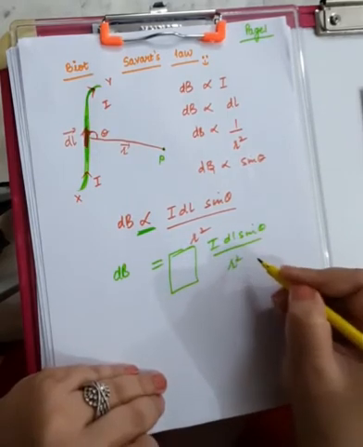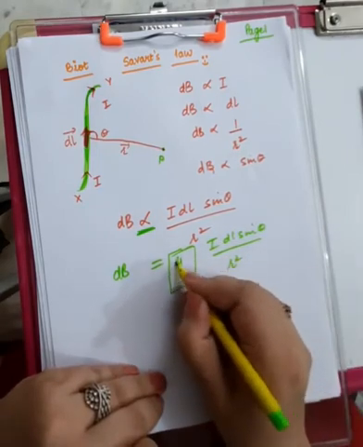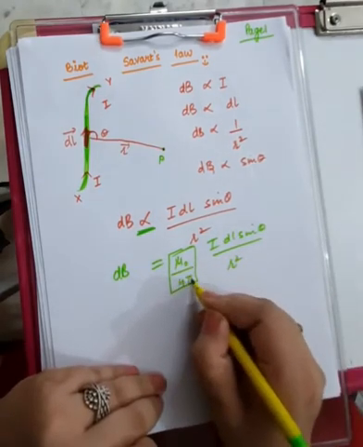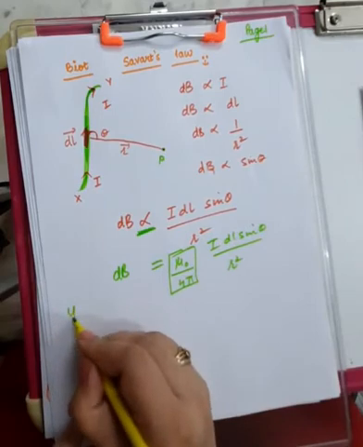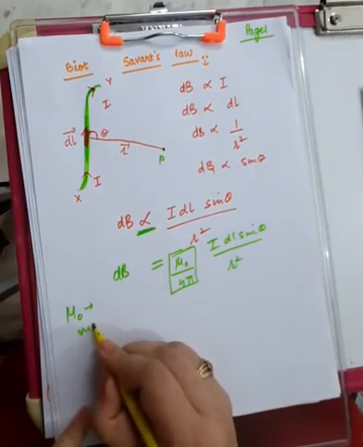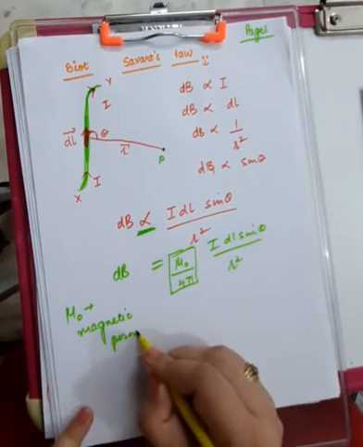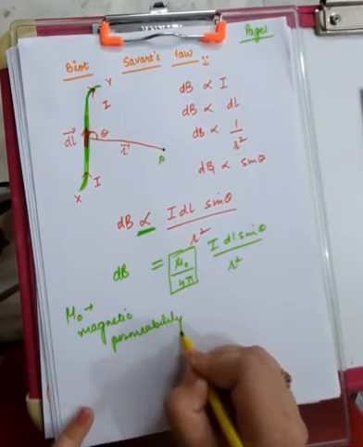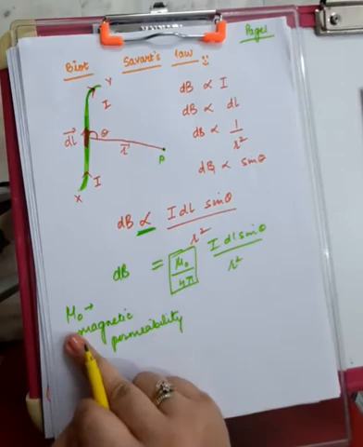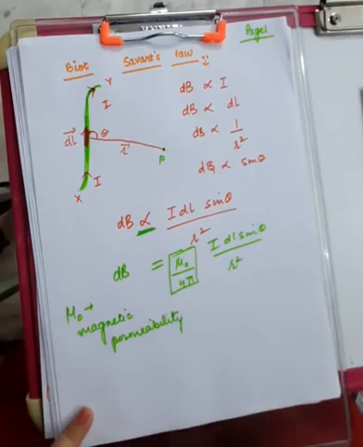And in SI system, that constant comes out to be mu naught upon 4 pi. This mu naught is magnetic permeability. But what is the significance of this mu naught? You need to understand that also.